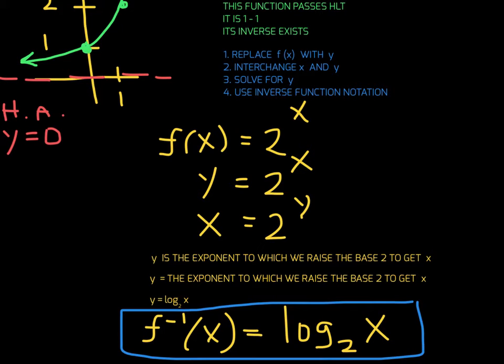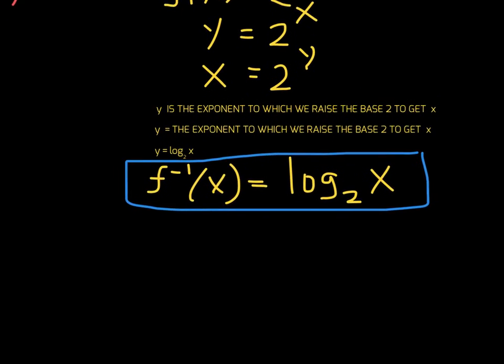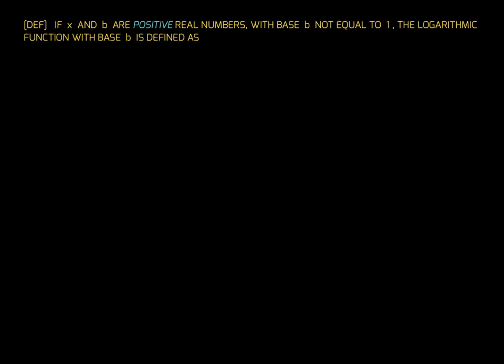Good job, you guys. I think what would be really great at this point would be to give you the formal definition for a logarithmic function. So I have a definition. If x and b are positive real numbers, that's really important, positive real numbers with base b not equal to 1. So the base is positive and the base cannot be equal to 1. The logarithmic function with base b is defined as follows. All right, so here it is.